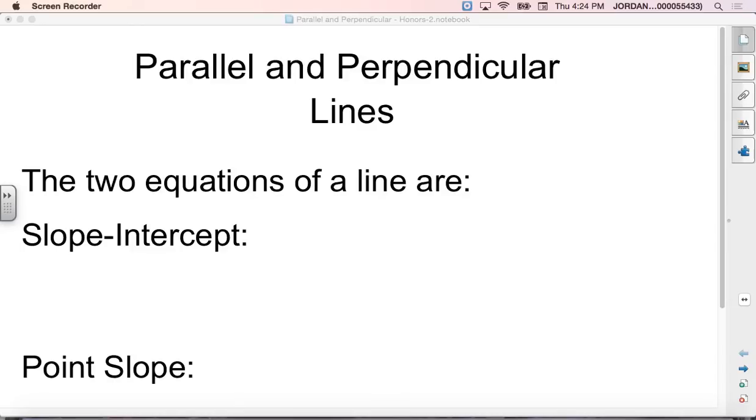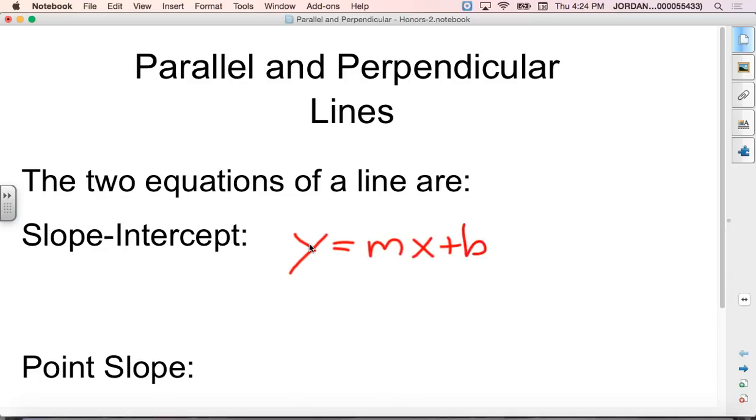Alright, ladies and gentlemen, today we're going to talk about parallel and perpendicular lines. So first thing we need to review, because this is something you should have learned in Algebra 1, are the two equations of a line, so the two forms that we can write a line in. The first is slope-intercept form, which is y equals mx plus b.